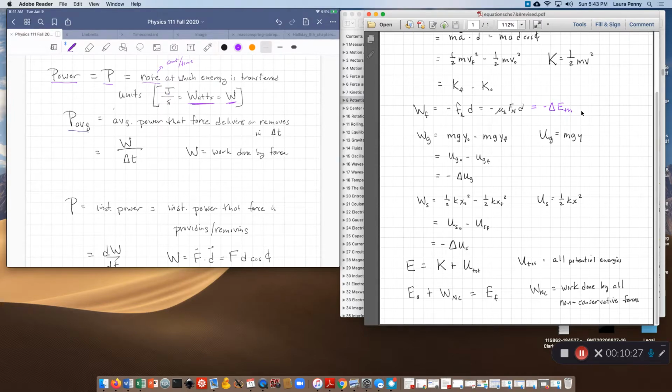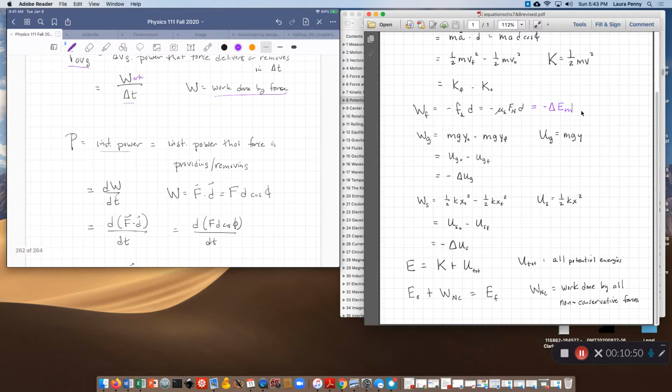So then there's average power. Average power is how the force delivers or removes energy from our object. And so it's just going to be the amount of work, so this is work here at the top, that the force does, work done by the force over time. Or there can be instantaneous power. So this is the power that the force is providing or removing instantaneously. And this is, not surprisingly, the derivative of the work, or the instantaneous amount of work that's being sent into or out of the object per time.